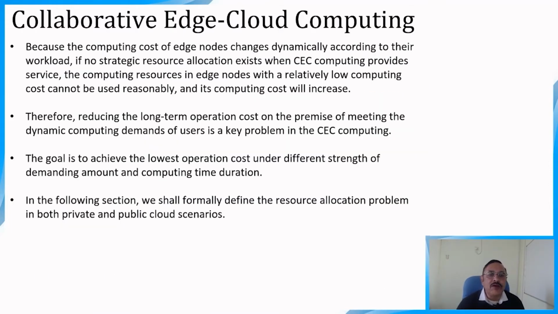Because the computing cost of the edge node changes dynamically according to its workload, if no strategic resource allocation exists when the collaborative edge cloud computing provides the service, the computing resources in the edge node with a relatively low computing cost cannot be used reasonably, and its computing cost will increase. Therefore, reducing the long term operation cost on the premise of meeting the dynamic computing demands of the user is a key problem in CEC, that is, collaborative edge cloud computing.